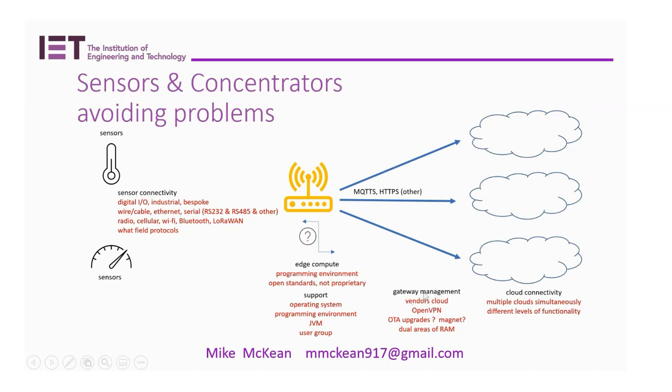And then I showed you a picture before of the chat with the magnet. It's more just a magnet. These typically connect to the vendor's cloud. I'll come on to that in a little minute. Think about how you connect to it via the vendor's cloud. That can be expensive, or via OpenVPN as an option. OTA upgrades is over-the-air upgrades. That's the magnet scenario. And then dual areas of RAM.